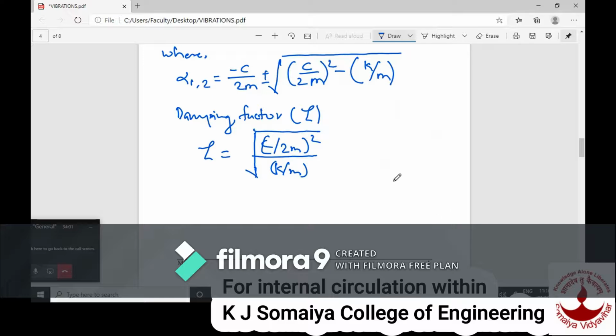Now this can be further simplified as c by 2 into under root of k by m. So this will be the equation in most of the cases. So we can write c, that is the damping coefficient, equal to 2 into zeta under root of k m. Now the value of zeta will be very important as far as any vibrating system is concerned.